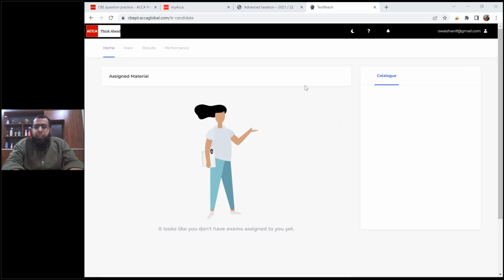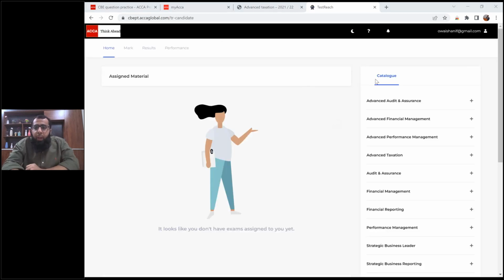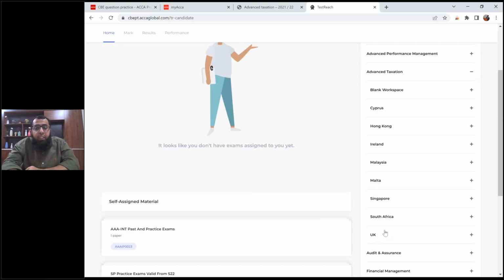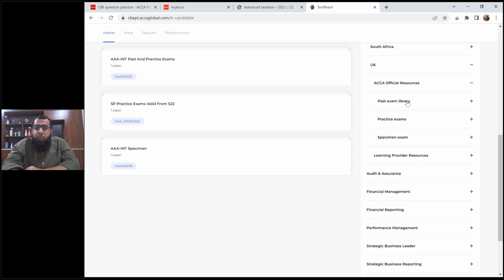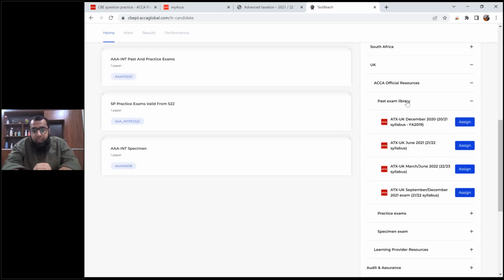Okay, now once you enter here, on the right hand side, there is a catalog. You will click on Advanced Taxation. Then you will click on your variant. We study the UK variant in Advanced Taxation. Then you will click on ACCA Official Resources. Then you will click on Past Exam Library. So we are doing this paper, ATX UK March-June 2022, which was the most recent paper. You will click on Assign.